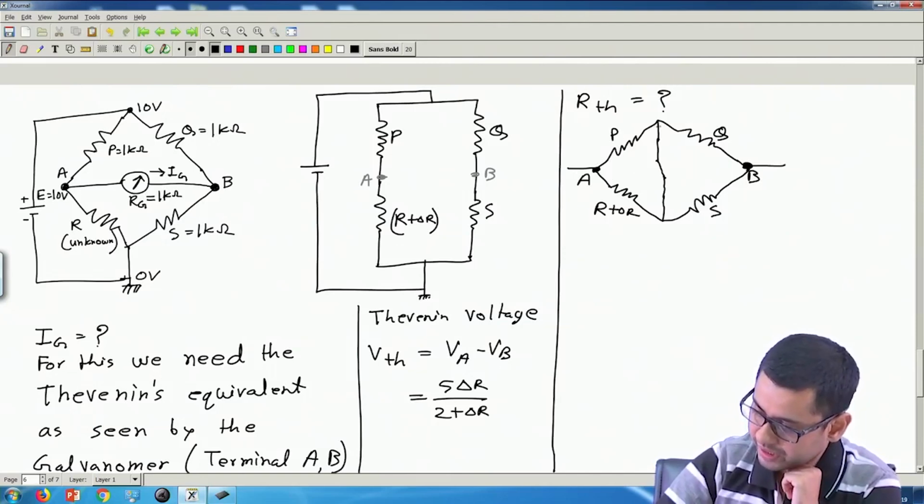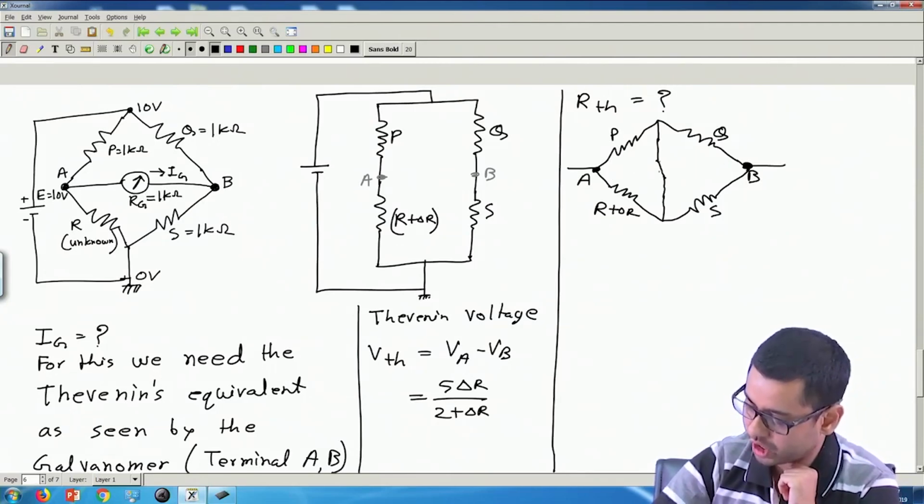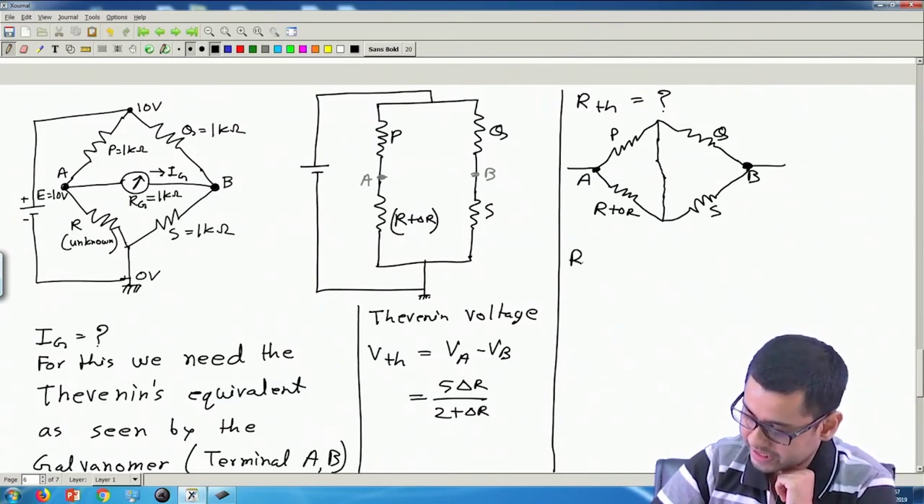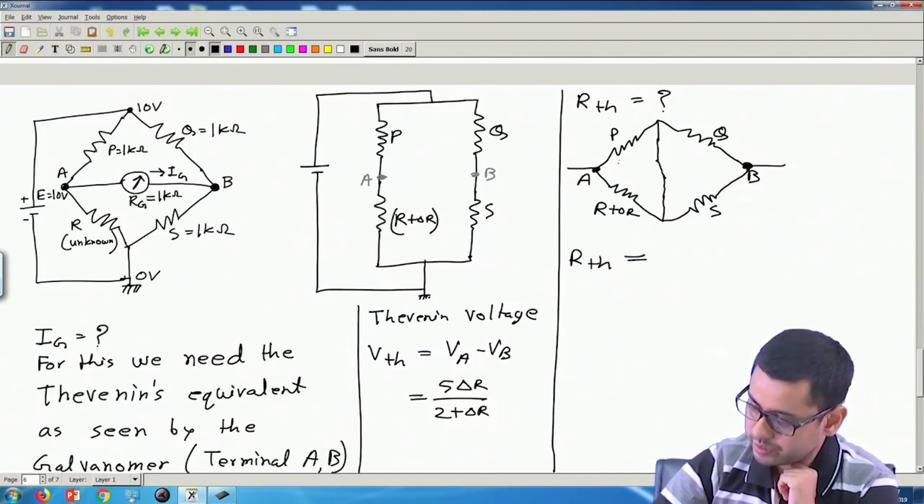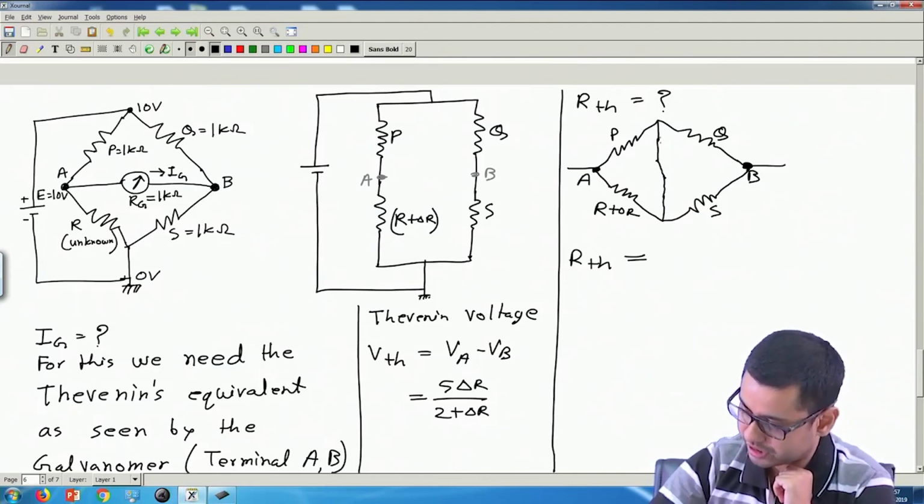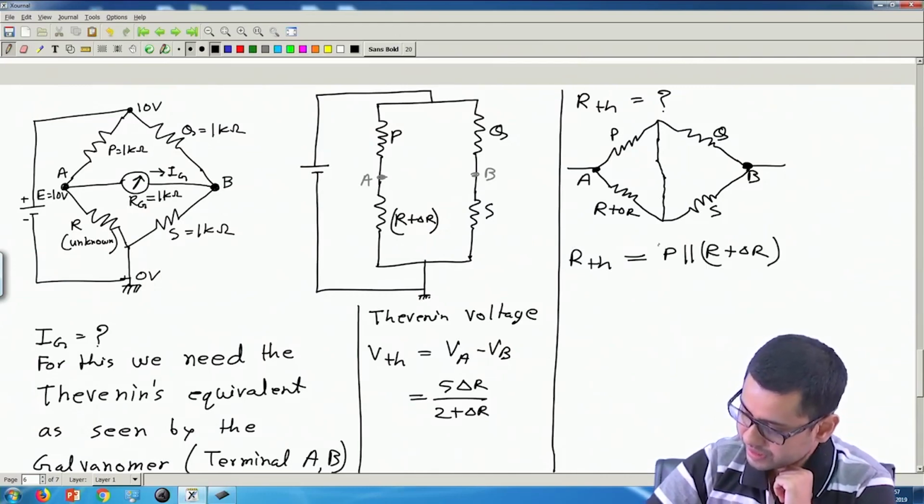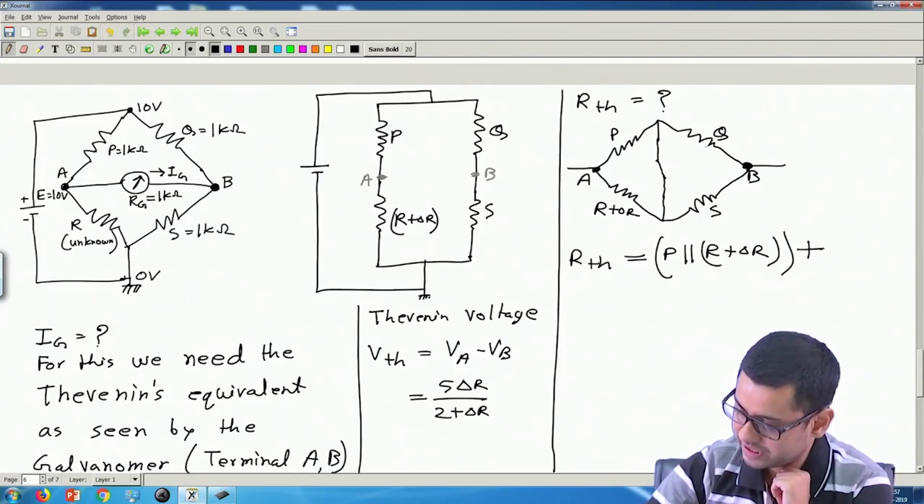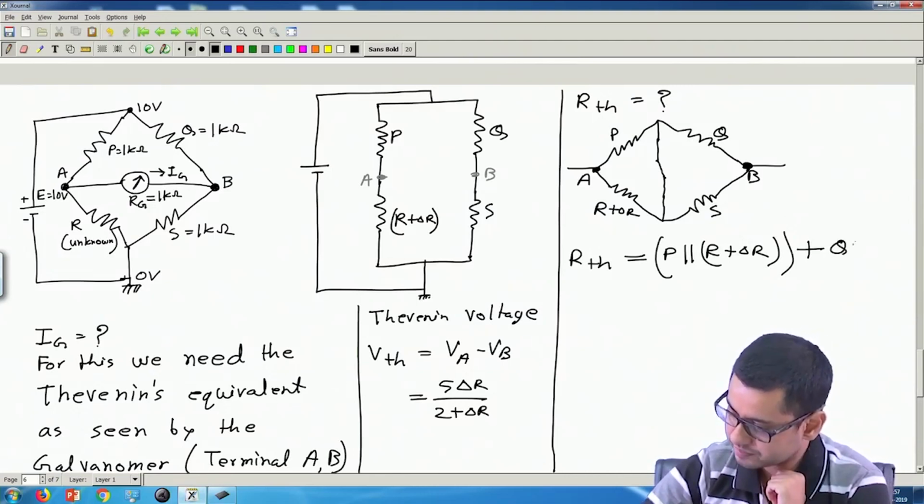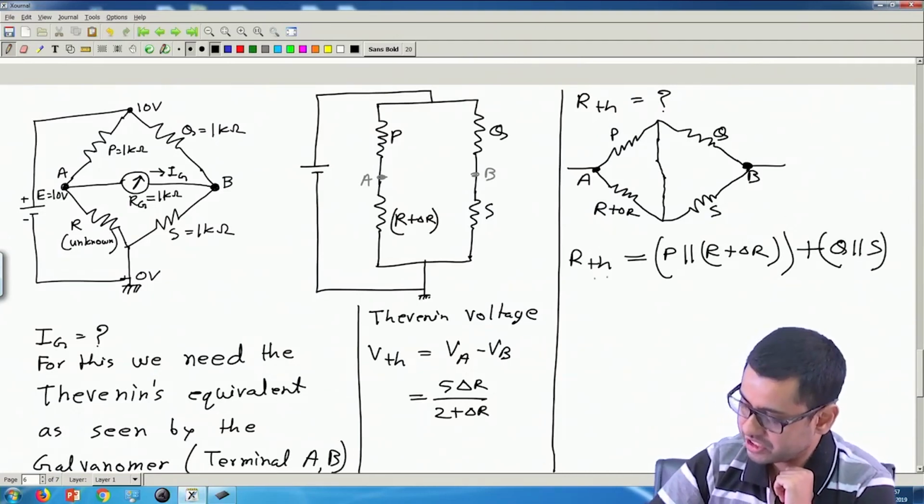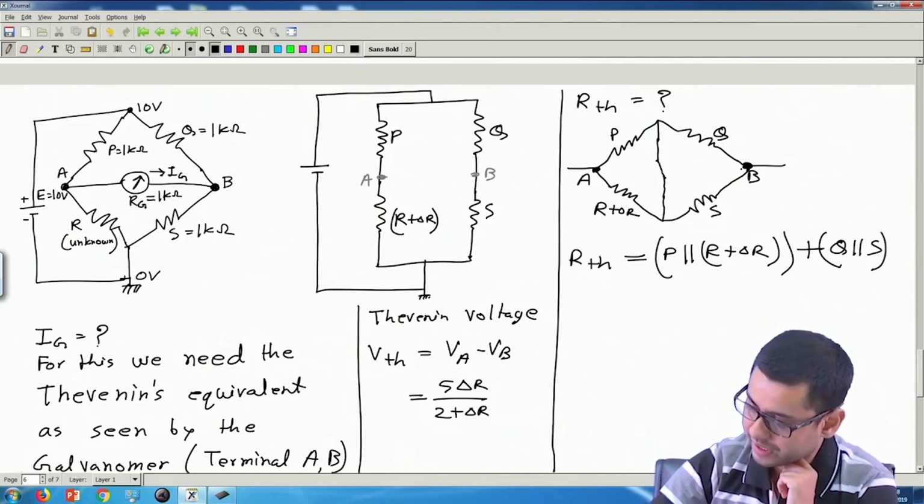So we have P, Q, R and S, and the middle point is shorted. Okay. So RTH therefore is the resistance between A and B will become P and R in parallel, because this is shorted. So we will have P parallel R or R plus delta R in series with Q and S, okay, plus series Q parallel S. This is Thevenin resistance as seen from terminal A and B.